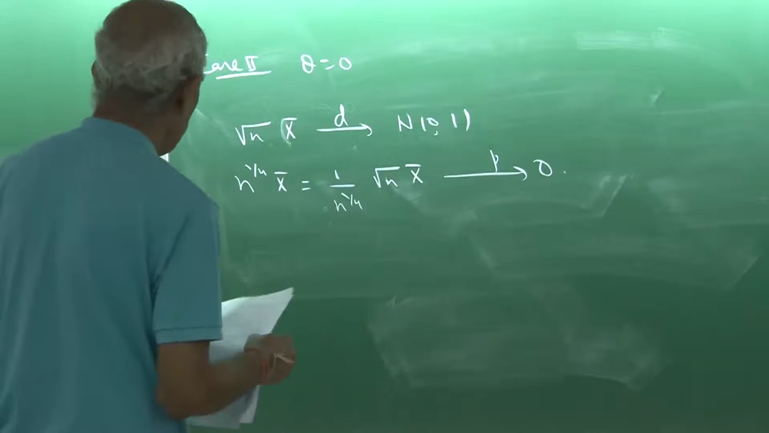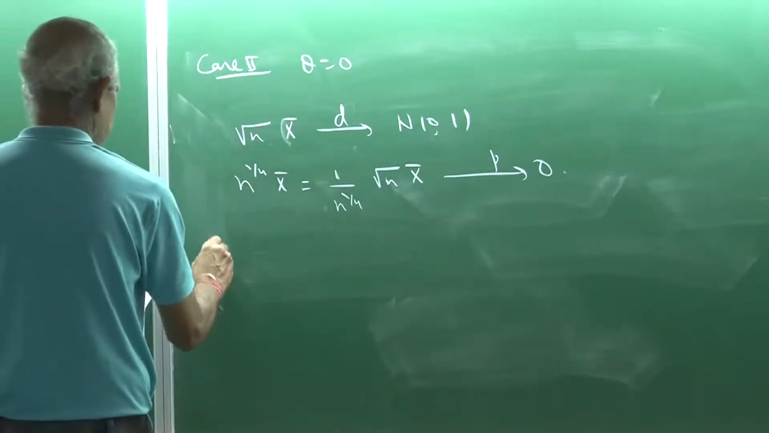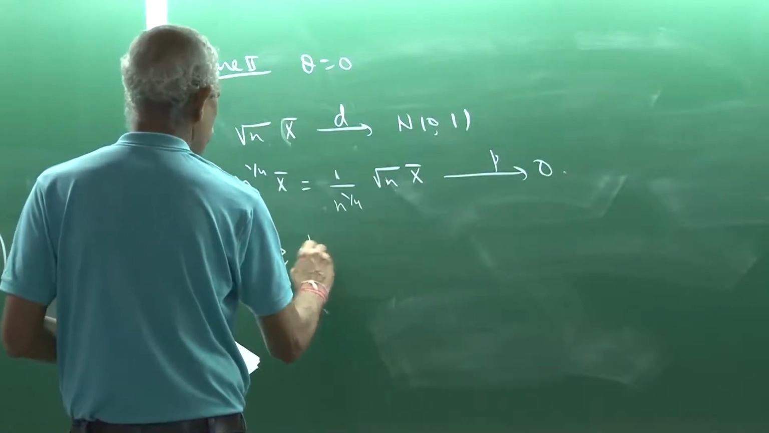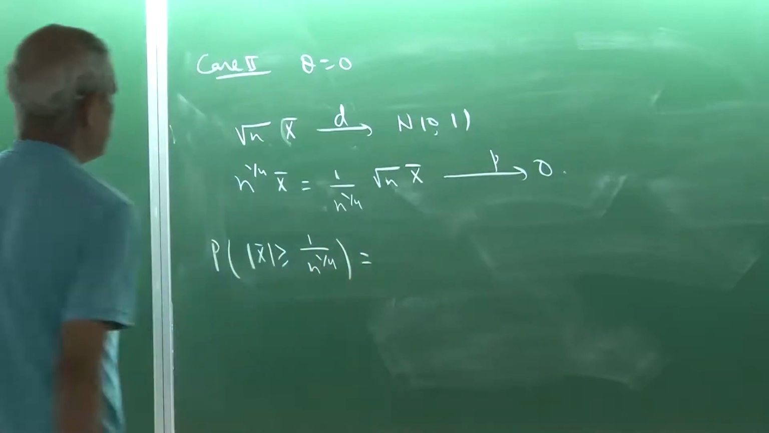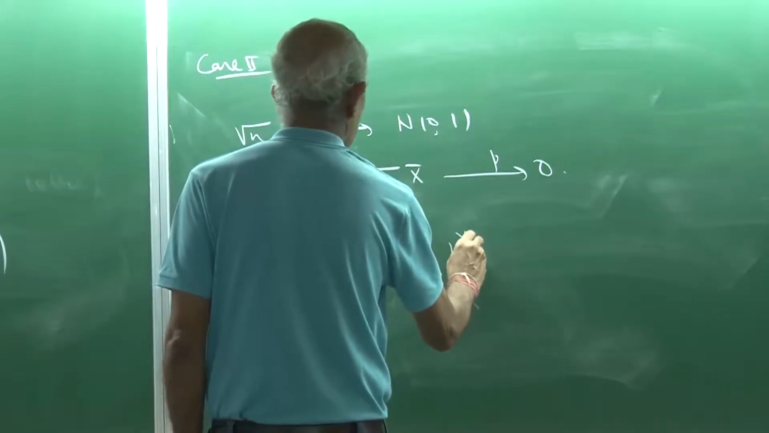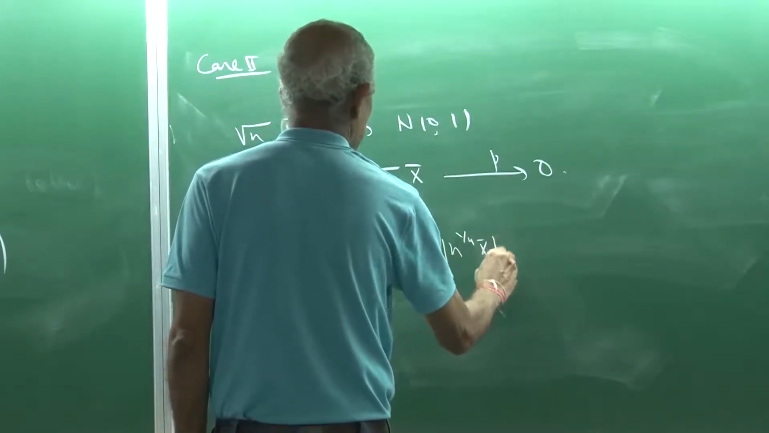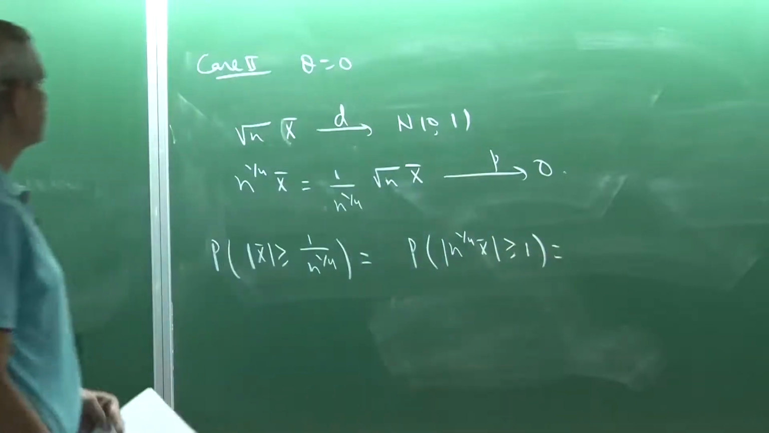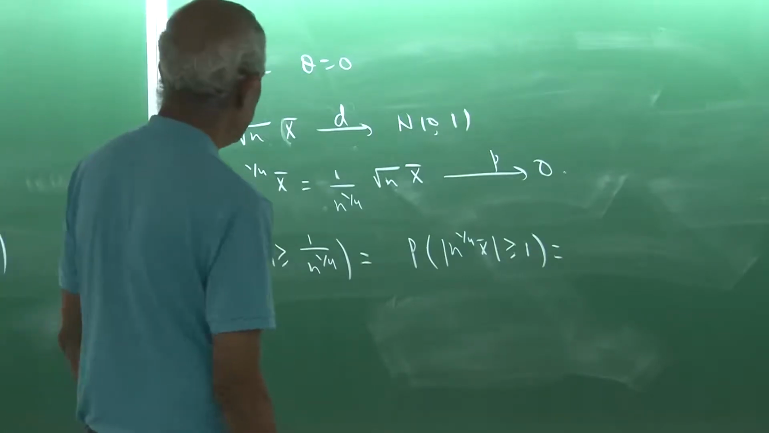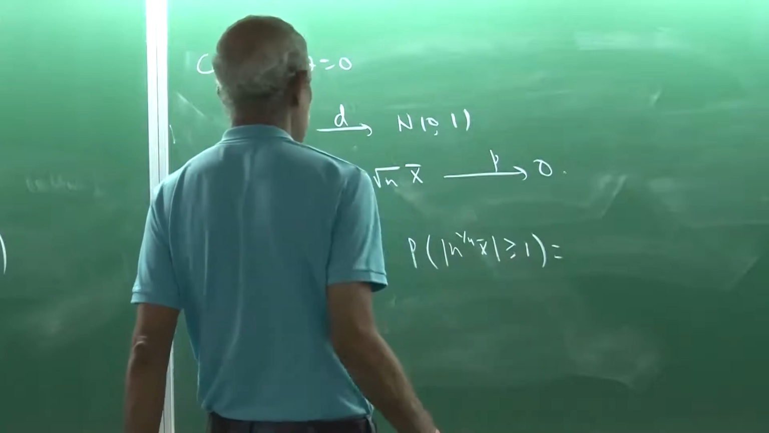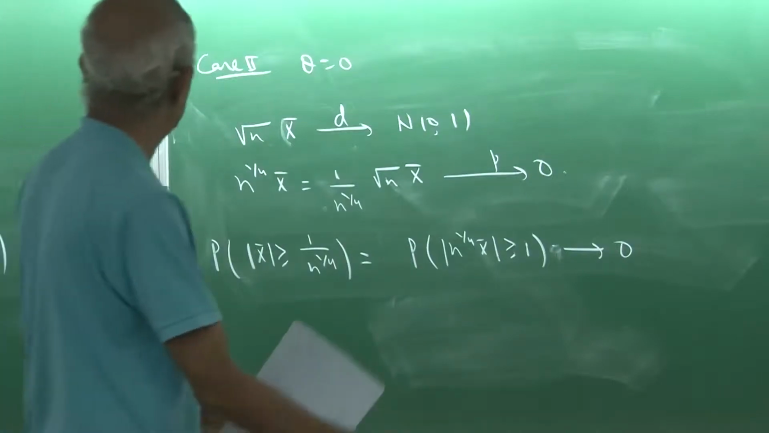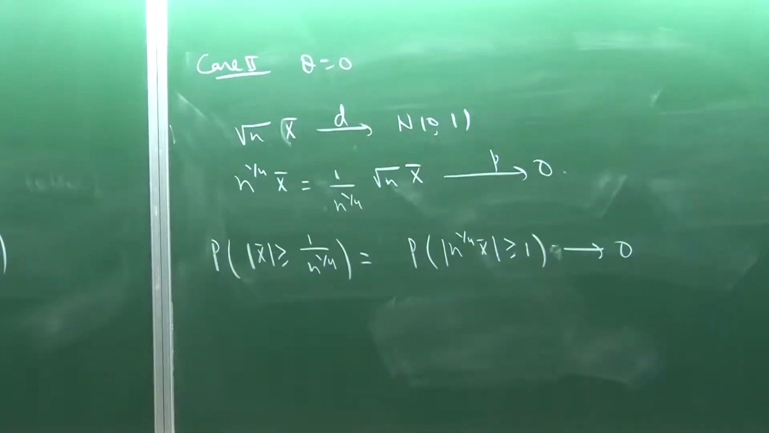So in that case, what would be the probability that mod of x bar is greater than or equal to 1 upon n to the power 4? This would be nothing but the probability that n to the power 1 by 4 mod of x bar is greater than or equal to 1. But since n to the power 1 by 4 x bar goes in probability to 0, the probability that this would be greater than or equal to 1 would go to 0. So in this case, this probability goes to 0.